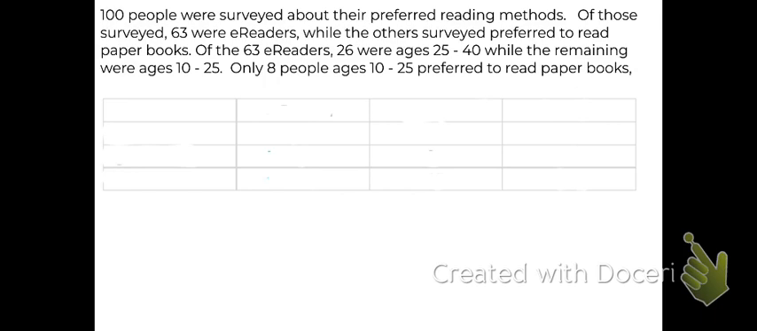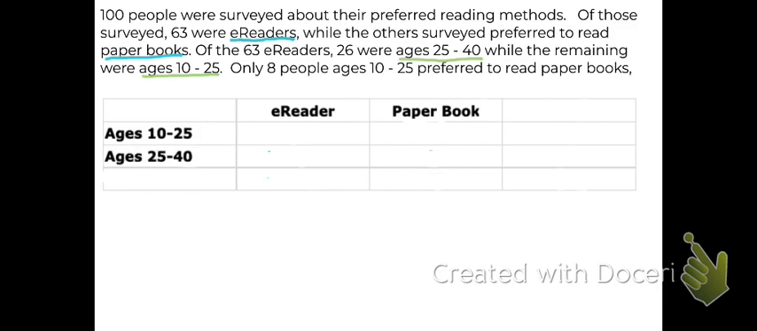We're calling it a two-way frequency table because we're going to take this data and break it down two ways by two different kinds of categories. Do you see what one of those categories is? Well, the preferred reader. Are they an e-reader or do they prefer paper books? What's another way we can break down this data? By age. They're either ages 25 to 40 or ages 10 to 25. So those are going to be our labels in our top row and in our left column here.